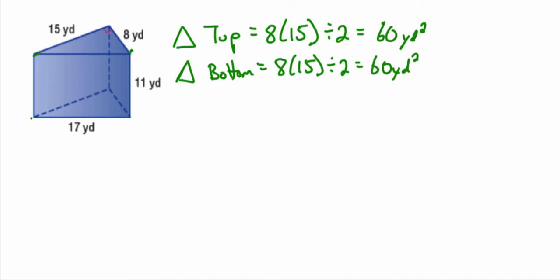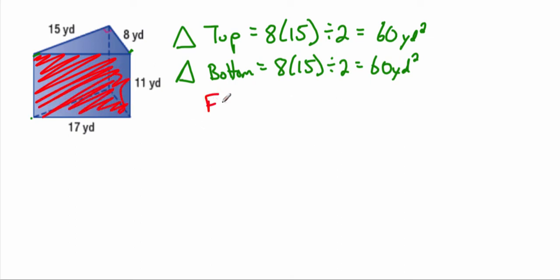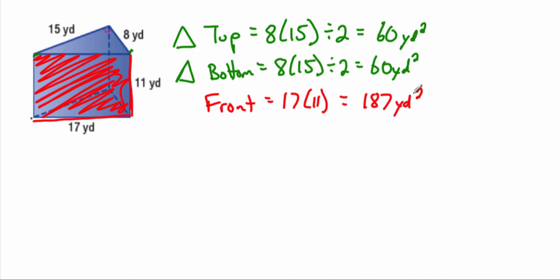Now I start to break apart my rectangular sides. So let's start with the front. We need a base, that's my 17, and a height, that's my 11. So 17 times 11, and that's going to give me 187 yards squared.